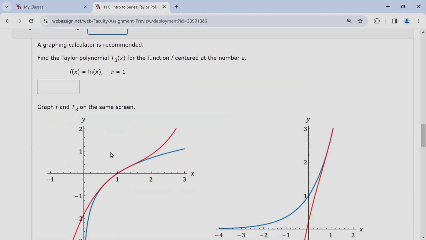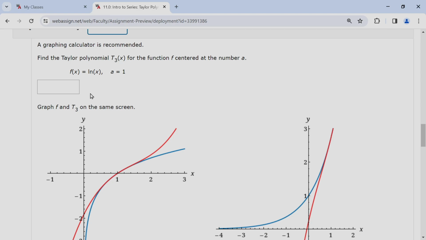Okay, what about the next one? Here we're doing ln x at a equals 1. Also T3, so we're going out to the third derivative with our computation. So first thing, what do we do? We take the original function, first derivative, second derivative, third derivative. Be careful with your negative signs here, because they come into play.